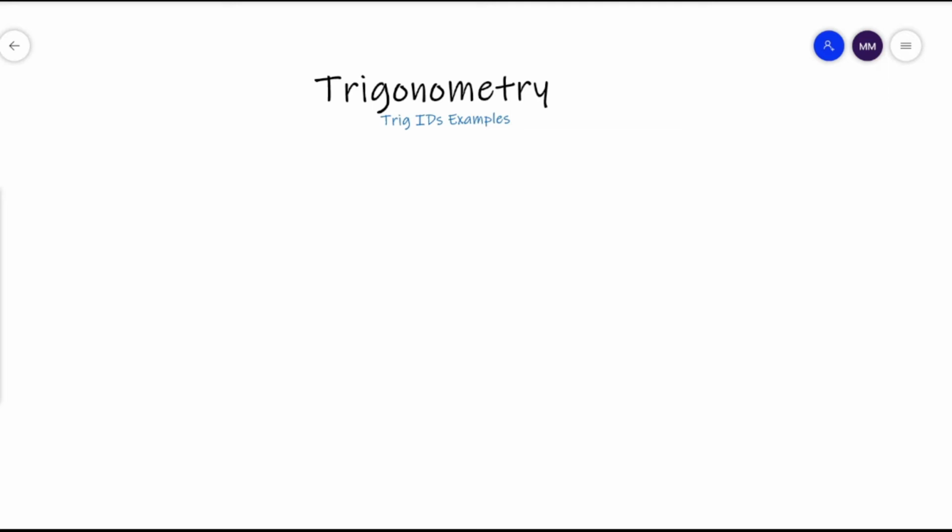So as we continue doing examples for the trig identities, the first example, we're going to do these examples and also do some question paper examples as well. So the first example goes like this.